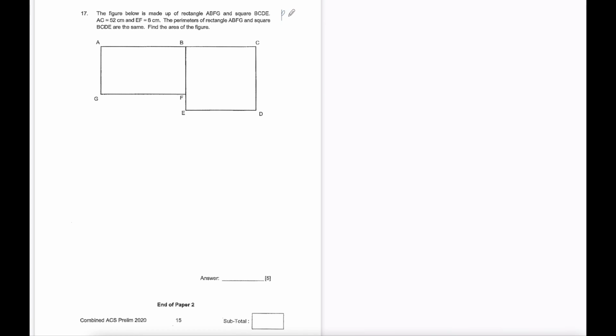Let's see, perimeter of rectangle equals length plus breadth plus length plus breadth, correct? Which equals 2 lengths and 2 breadths, correct? So how about the perimeter of the square? For the square, we can make use of this EF equals 8 cm.